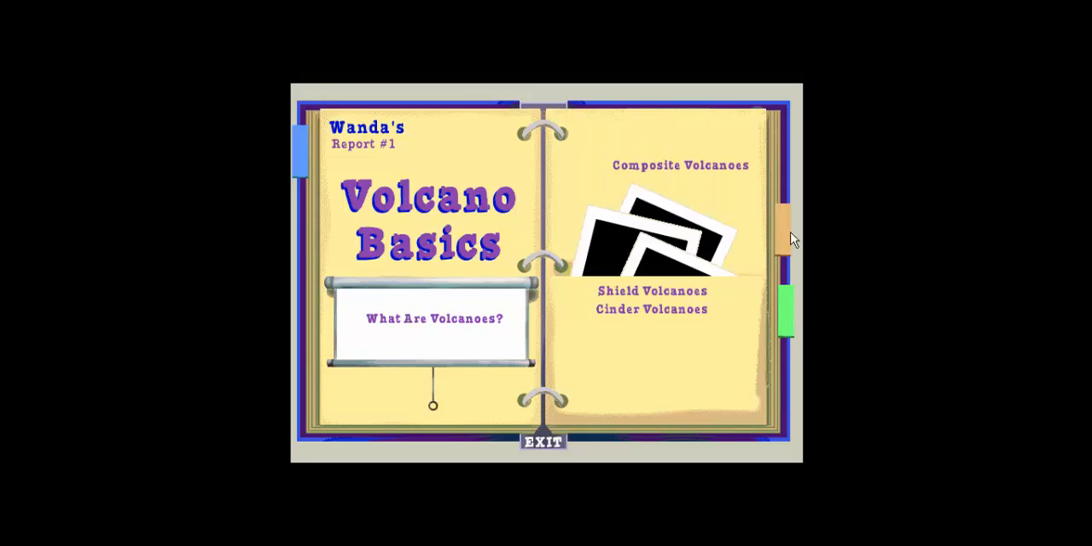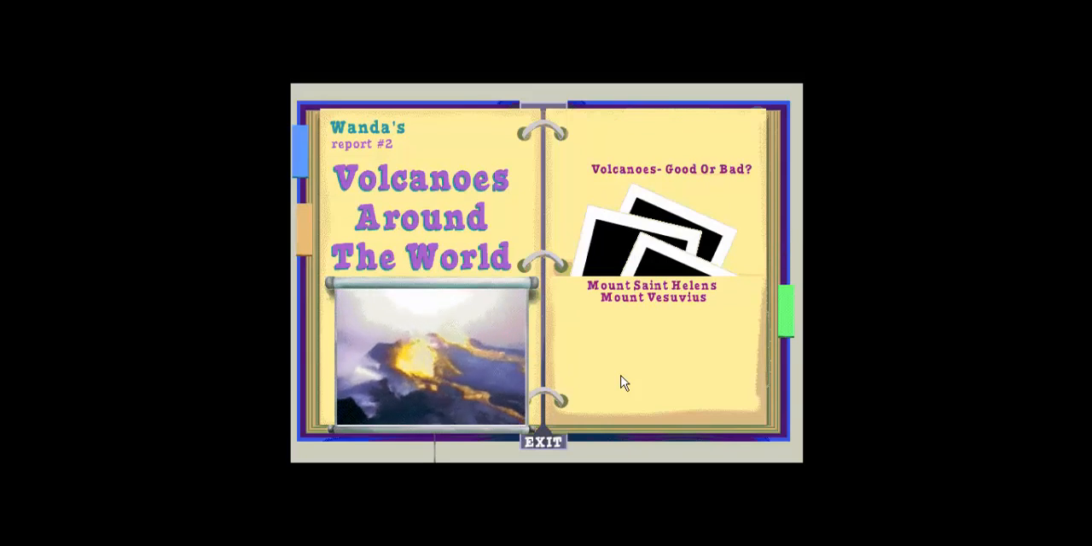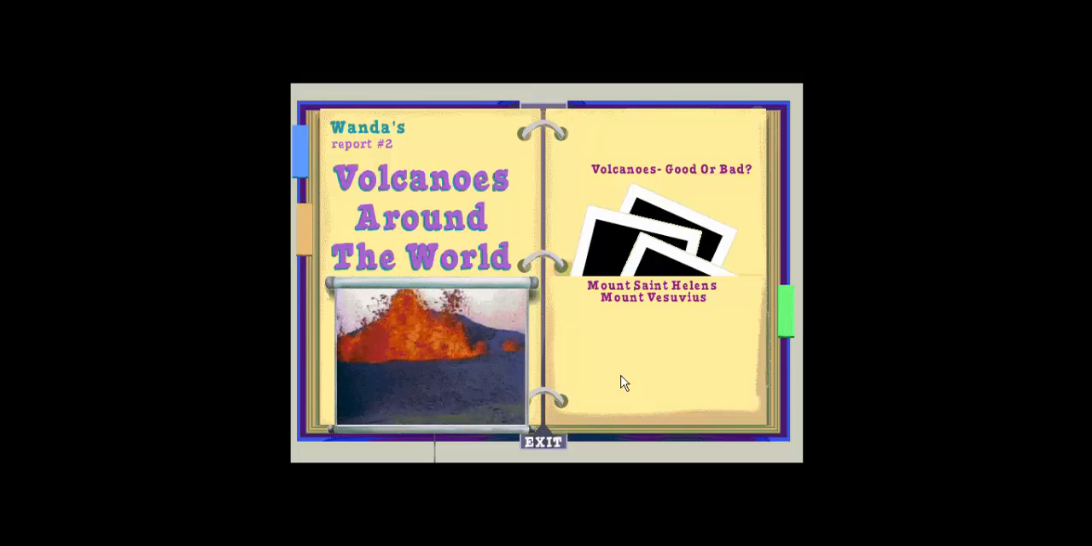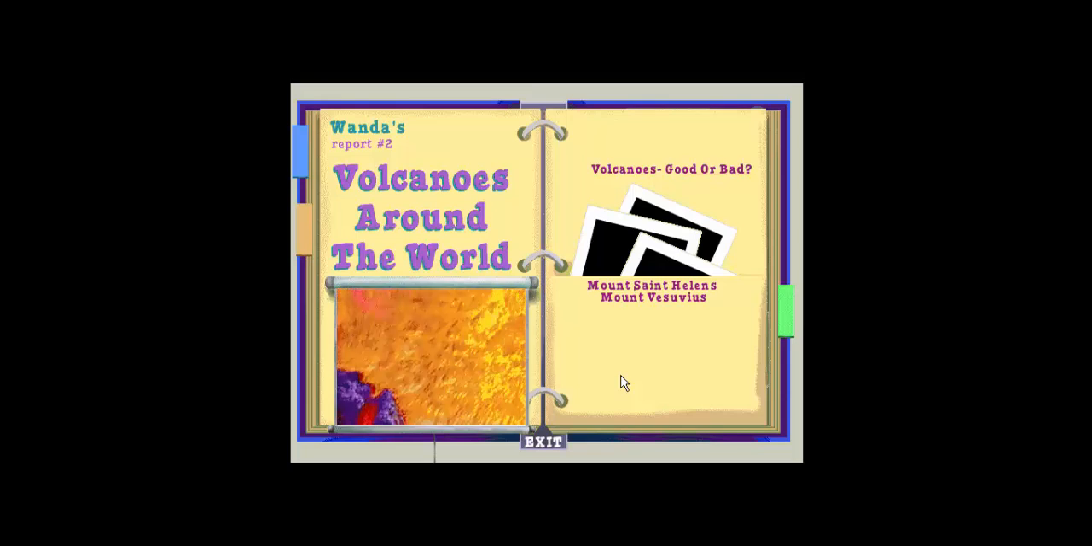Volcanoes around the world. Hawaii. The biggest volcanoes on Earth are located above hot spots in the Earth's mantle. Mauna Loa on the island of Hawaii is a shield volcano formed above a hot spot. A hot spot is an area of the Earth which is always forming magma. The hot spot stays in the same place, but the ocean plates above it move over time, causing new volcanoes to be formed in a string.